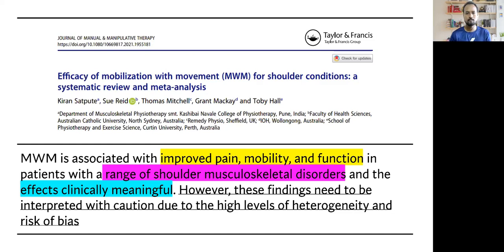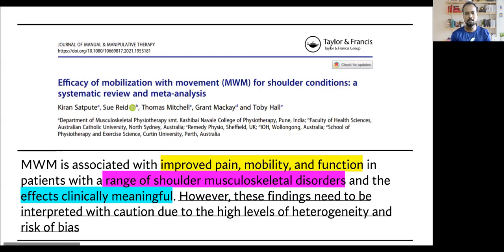And they found that, and this is what the conclusion in the abstract states, mobilization with movement is associated with improved pain, mobility, and function in patients with a range of shoulder musculoskeletal disorders, and the effects are clinically meaningful. Right? This is the conclusion in the abstract, and most of us have the tendency, or have only the time, to read the abstract. So this is what is given in the abstract.